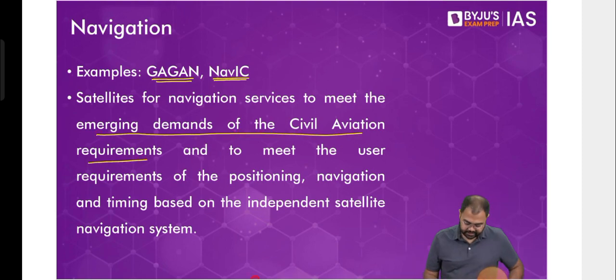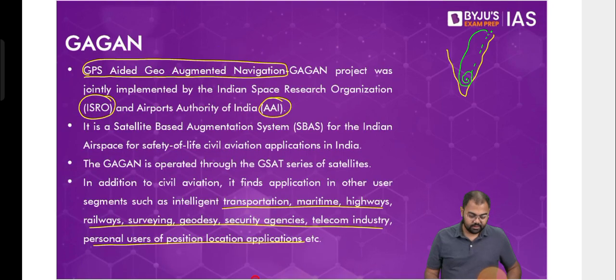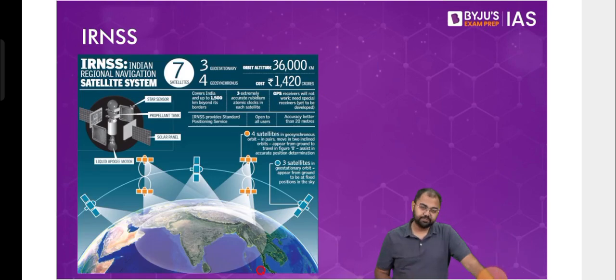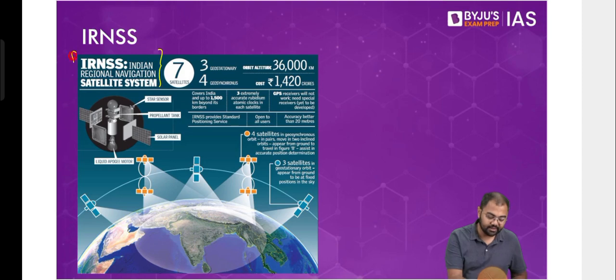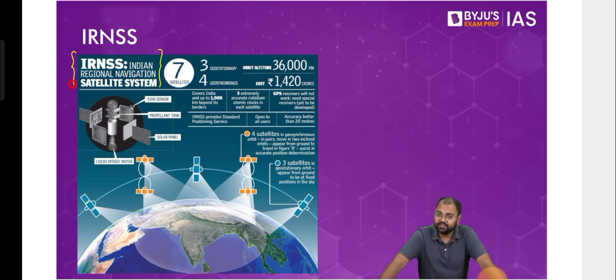So that is what the Gagan system has been. Apart from that, we have the IRNSS system. IRNSS stands for Indian Regional Navigation Satellite System. This is a set of 7 satellites initially, where you have 3 geostationary satellites and 4 geosynchronous satellites.